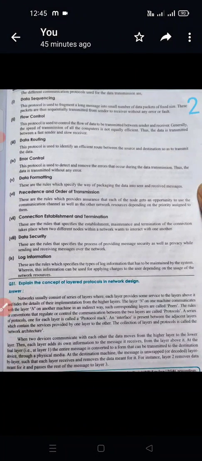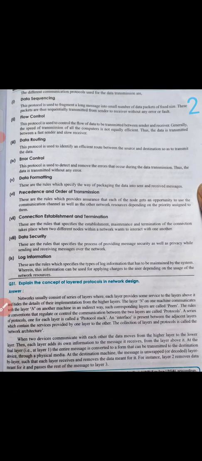Next, data security. Data security means these are the rules that specify the process of providing message security as well as privacy while sending and receiving messages over the network. And the last one is log information. These rules specify the types of log information that has to be maintained by the system. A log is a tabular record of which data has been sent to which destination, all maintained in a log form, wherein this information can be used for applying charges to the user depending on the usage of network resources.